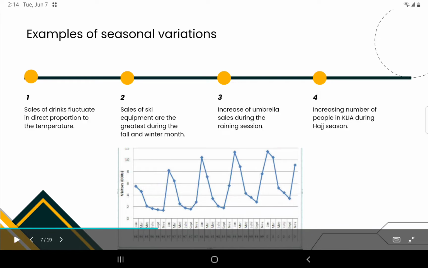Okay. Number 3, increase of the umbrella sales. Okay, penjualan payung, okay, will increase during the raining season. Bukan season, raining season. And number 4, increasing number of people in KLIA during Hajj season. Okay, so during seasons ni dia akan repeat the same pattern every year. So that's the example of seasonal variation.